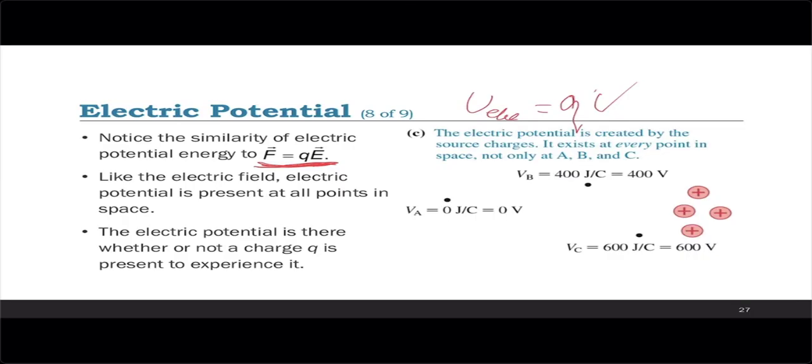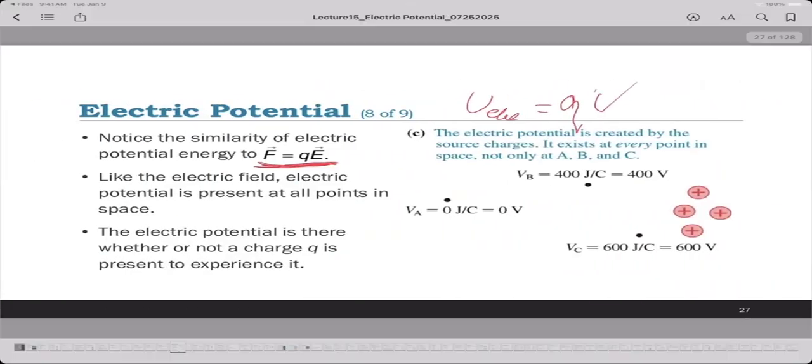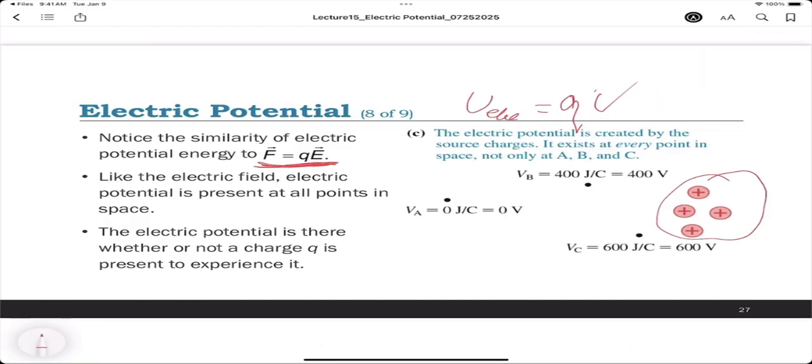Like the electrical field, electrical potential is present at all points in space. The electrical potential is there whether or not a charge q is present to experience it. You can see here is q, here is q; no matter whether this q exists, the electric potential is always there, because there are source charges. That makes sense.